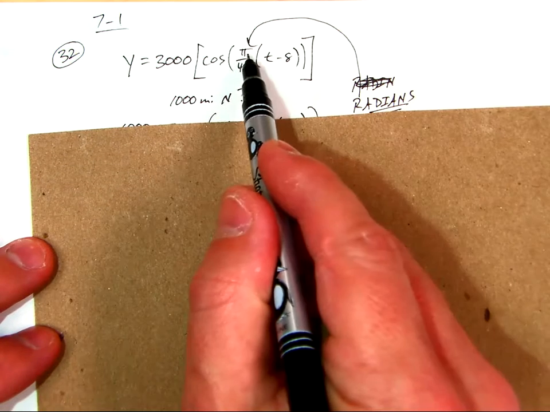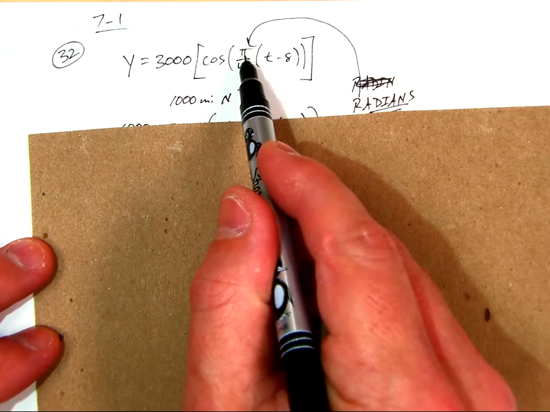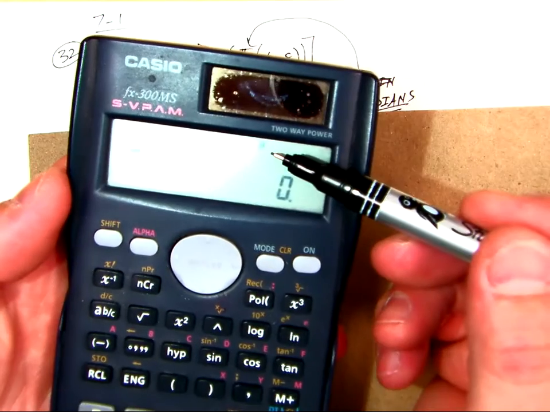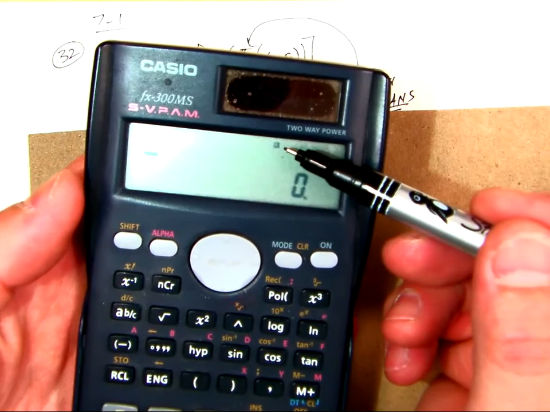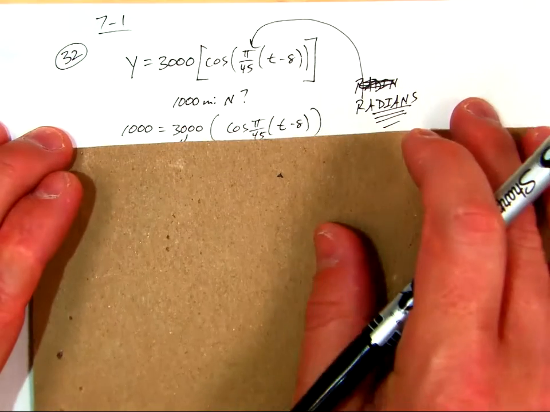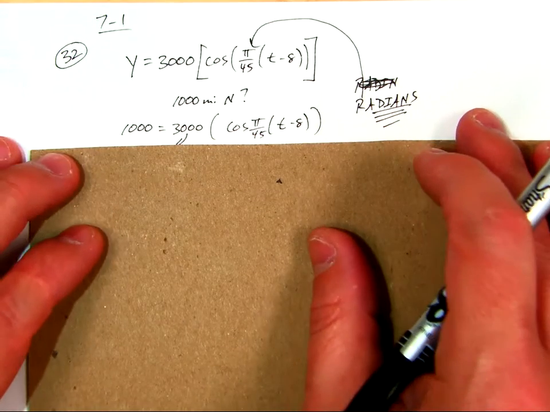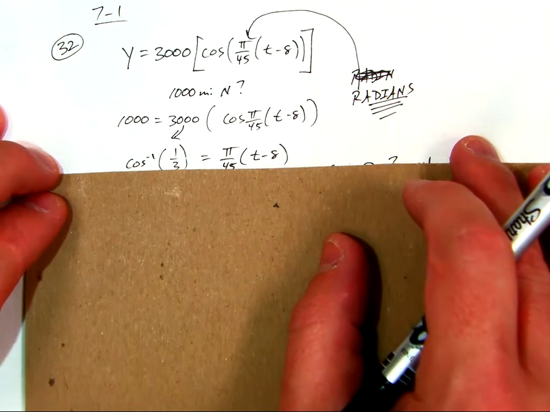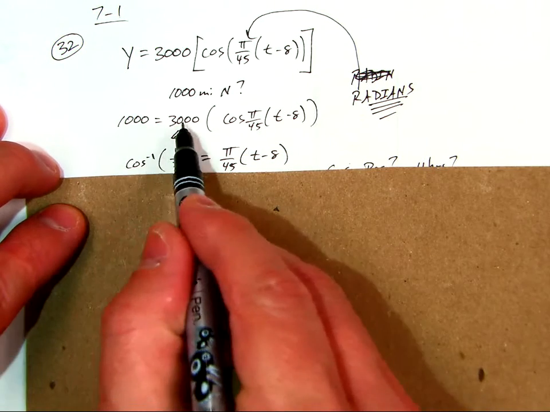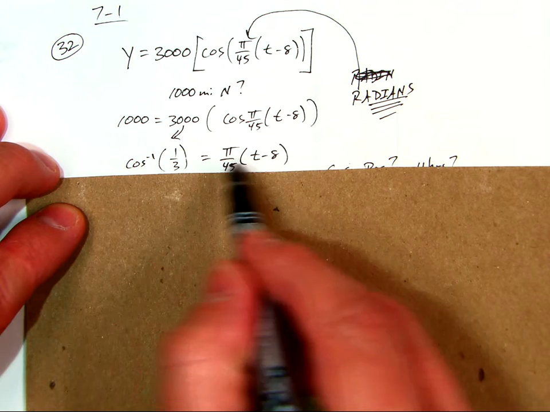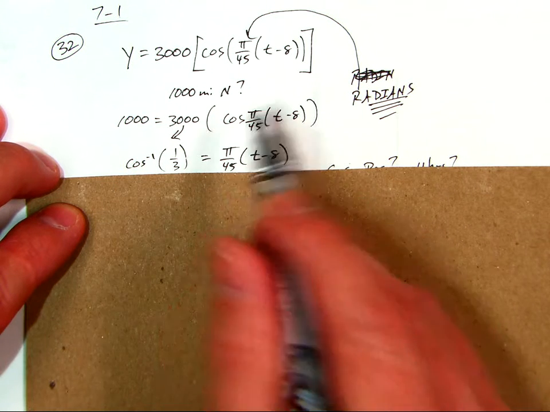First of all, when they give you pi as part of the period calculation, put your calculator in radians. That's what a lot of students were messing up yesterday, so make sure you have a little R right there. And then when you put the 1,000 right there, and again, just like I said in class, you have to do inverse operations, okay? So divide the 3,000 over to the left-hand side. 1,000 divided by 3,000 is this 1/3. And then you do cosine inverse of 1/3 is going to equal this stuff. That's how we get rid of the cosine.